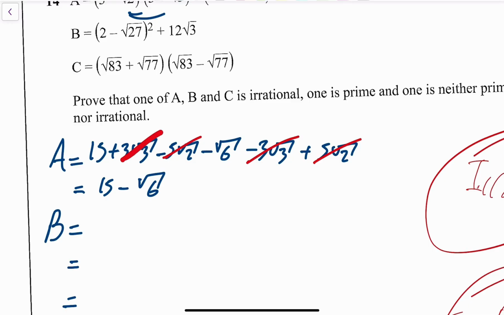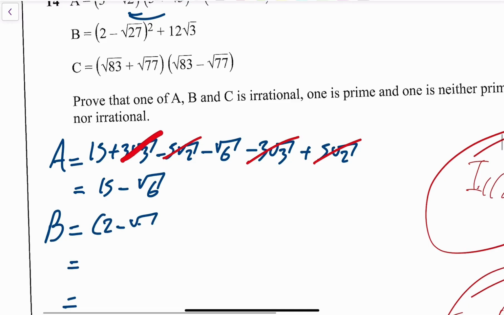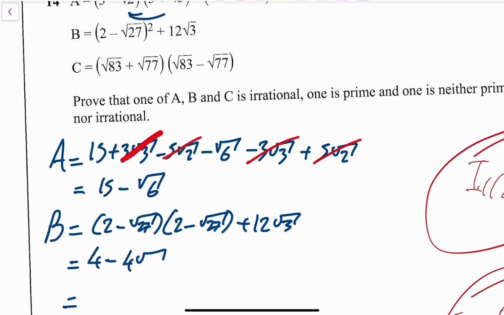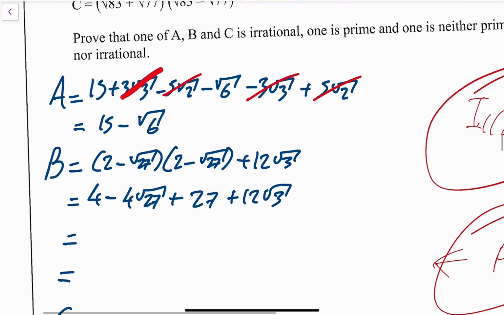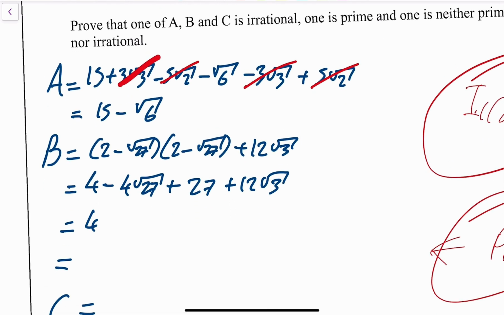For my B, let's just write this out the long way. That's 2 minus root 27 squared. Oops, sorry, I will write it out the long way I just said, and I didn't. 2 minus root of 27 squared plus 12 root 3. If you do this out, you're going to get 4 minus 4 root 27 plus root 27 times root 27 is just 27, then plus 12 root 3. Wee bit of working out to do here. The root 27 is the same as root of 9 times root of 3, then plus 27 plus 12 root 3.